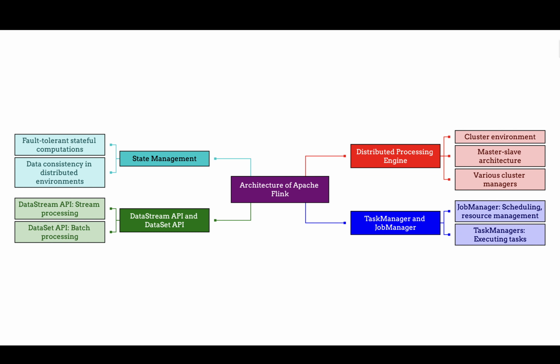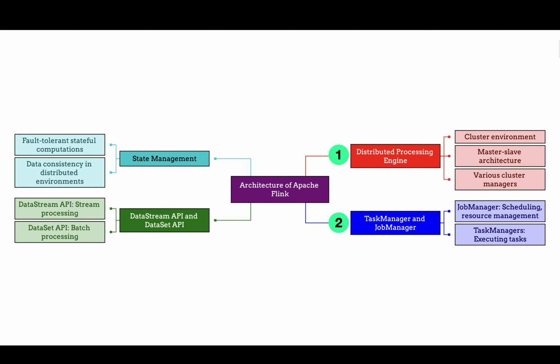Architecture of Apache Flink. 1. Distributed processing engine. Flink operates in a cluster environment with a master-slave architecture. It is designed to run on various cluster managers like Yarn, Kubernetes, or standalone. 2. Task Manager and Job Manager.